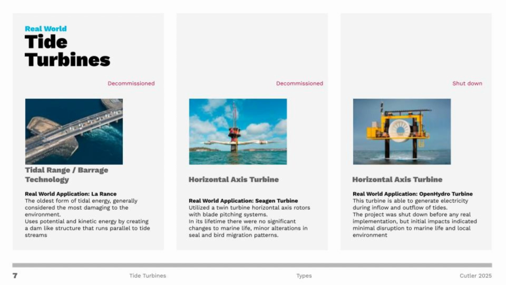Next up, we have open hydro turbines. This turbine was able to generate electricity during the inflow and outflow of tides, but the project was shut down before any real implementation and connection to the grid. And this turbine is a good example of how economic impacts can make it difficult to actually implement tide turbines into the electrical grid because there are a lot of high startup costs.